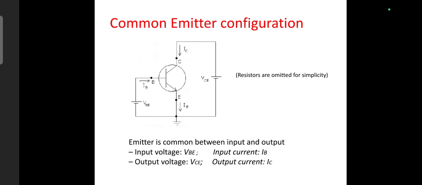Next we will discuss the most widely used transistor configuration, that is common emitter configuration. Here the emitter terminal is common to both the input and output circuits. The input is applied between the base and emitter, while the output is taken between the collector and emitter. The common emitter configuration provides high current gain, good voltage gain and high power gain. Because of these advantages, it is widely used in amplifiers and switching circuits.